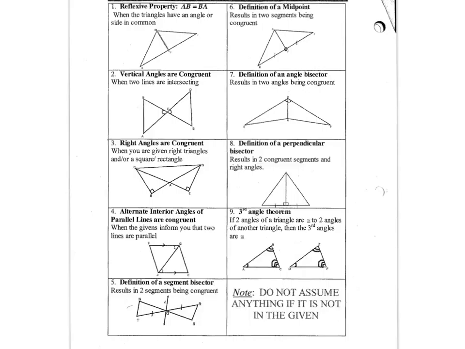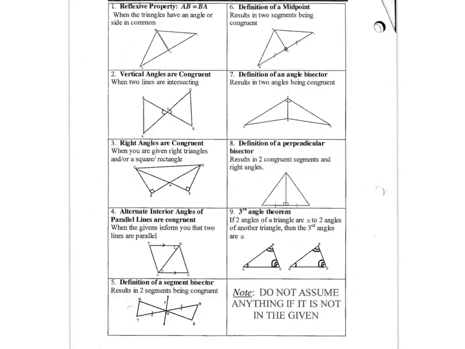Next, one we've talked about quite a bit, I think, is vertical angles. If you've got two lines that intersect, the angles that they make that are opposite of each other are congruent to each other. So if you have a picture like that, you'll say that these two are congruent, and then you'll say that they're congruent because they're vertical angles.